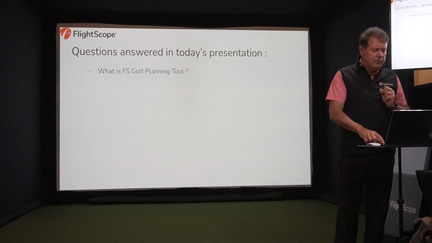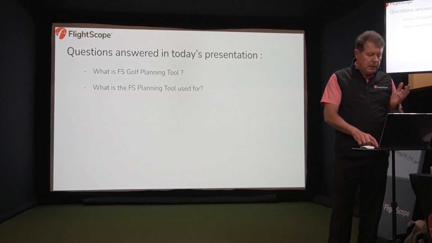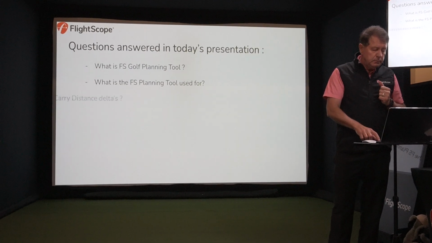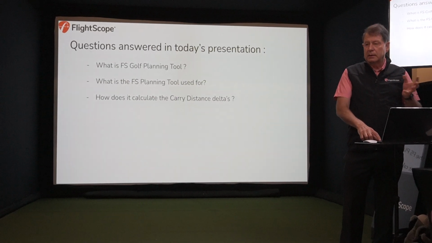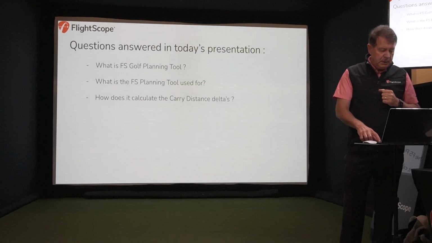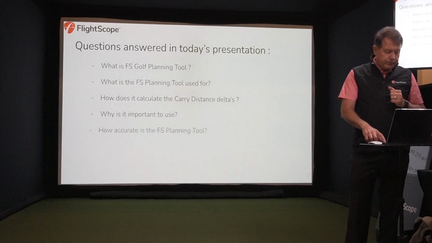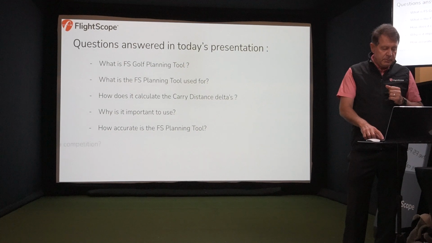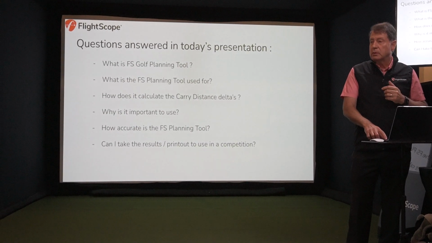What is the FlightScope golf planning tool? What is it used for? How does it calculate the carry distance deltas, and we'll come to the detail of what that means. And why is it important to use? And then how accurate is this planning tool? Can I take these results on a printout to a competition?